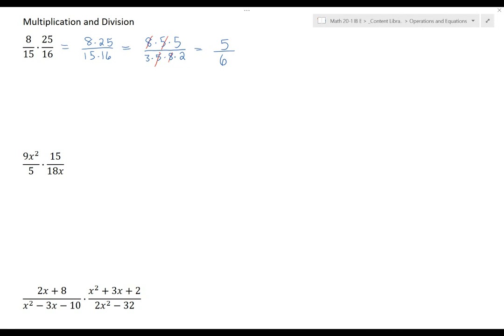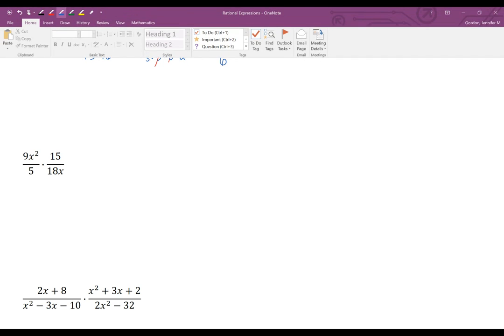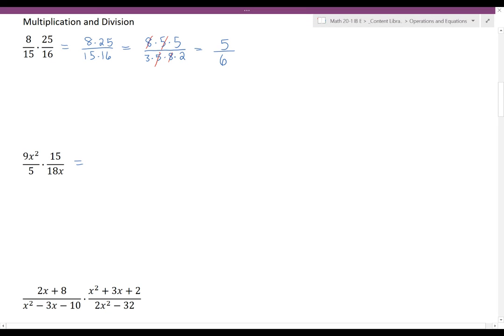So I'm showing more steps here than I would necessarily for an actual numerical multiplication, just to illustrate what happens with rational functions, or rational expressions. All right, so that's the basic idea. It's the same basic idea when I start introducing rational expressions.